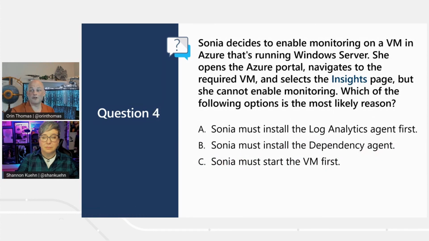Sonia needs to enable monitoring on a VM in Azure that's running Windows Server. She opens the portal, navigates to the required VM and selects the Insights page, but she cannot enable monitoring. What's the most likely reason that Sonia can't do this? We've talked about this a couple of times, so you should have this fairly close in your head. So yeah, I think the VM, you wouldn't have gotten that far if the VM was off. So I don't think it's C. And I don't think you would have gotten this far if Sonia hadn't installed the Log Analytics agent. So I believe Sonia needs to install the dependency agent.